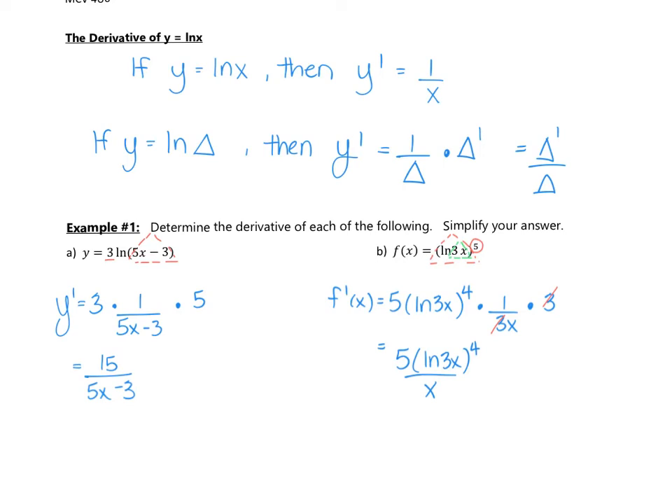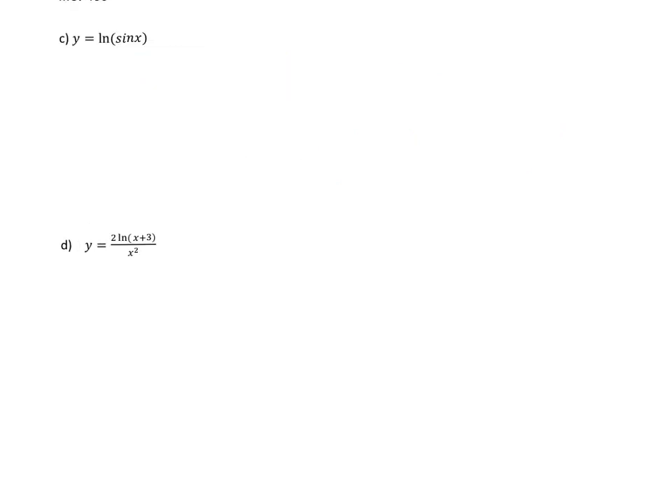Let's apply it to some of our other rules and put it all together. I'd like you to go ahead and try C on your own. Hopefully you can see that this is ln triangle. Go ahead and take the derivative of that. Pause the video, see if you can get that one right. Okay, so we end up with cos x over sin x, which of course could be written as cotangent x if you remember that. Okay, and now let's go ahead and do D.